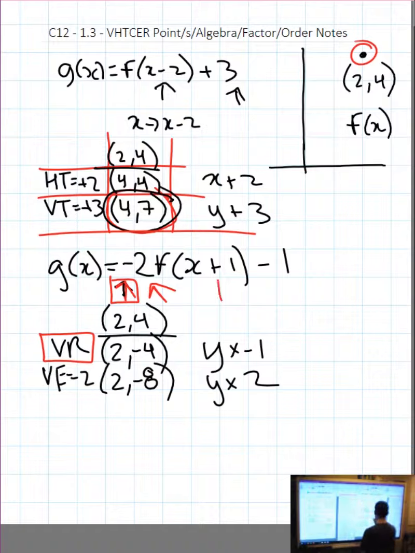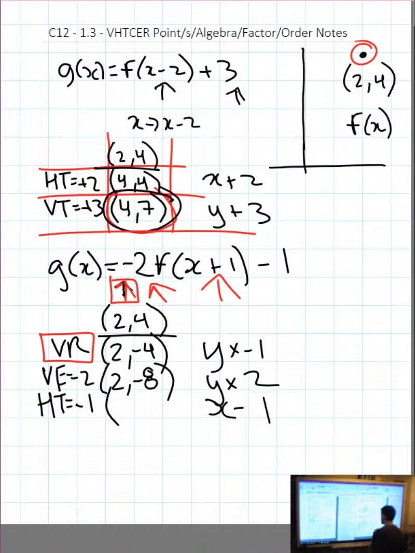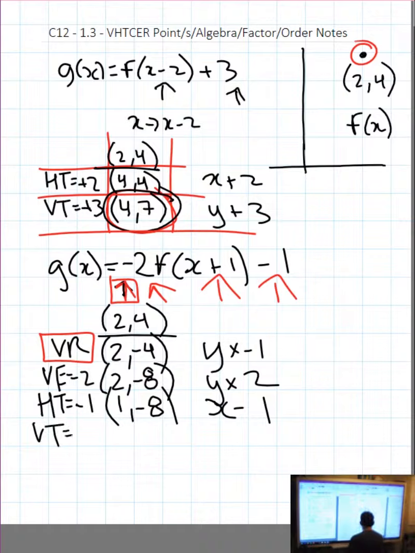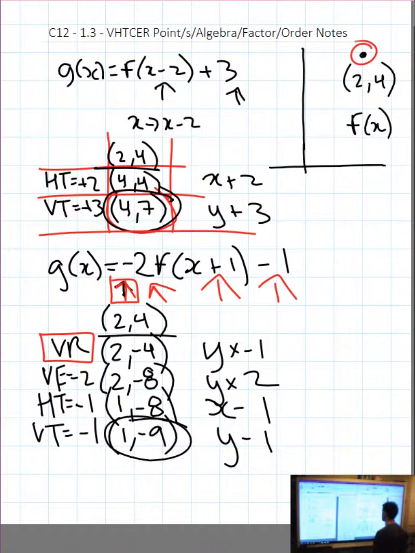And this positive 1 inside the brackets with x is going to be a horizontal translation, left 1, negative 1 to the left. If I take my x value and I subtract 1 from it, I get 1 and the y stays. Now I'm going to work on this negative 1 off to the right, and that negative 1 is a vertical translation equaling negative 1, and the y value is going to be subtracted 1. If I have negative 8, it moves down to negative 9. That is my final point, (1, −9).